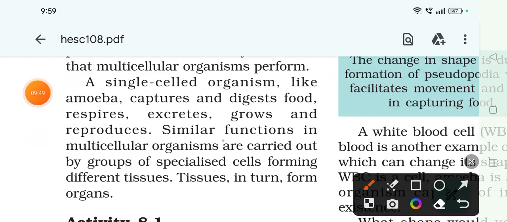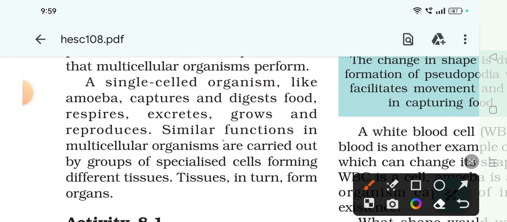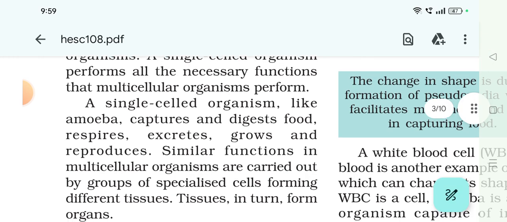Alright. So let us move to our next part. Next part is this. I'm not able to see because of this particular thing.